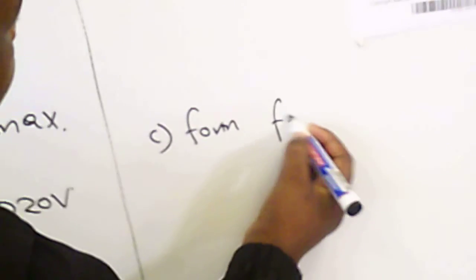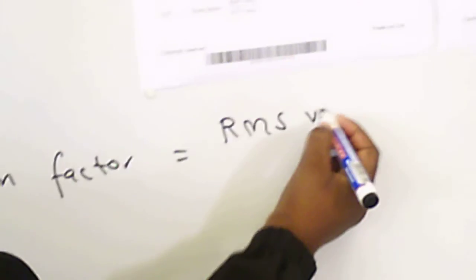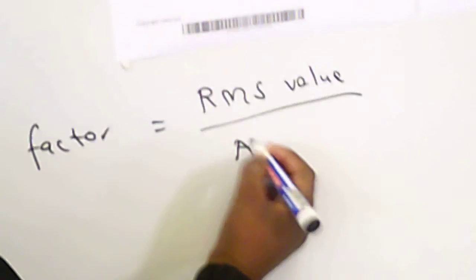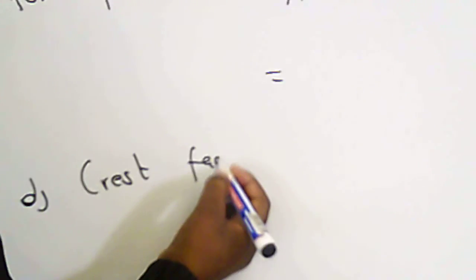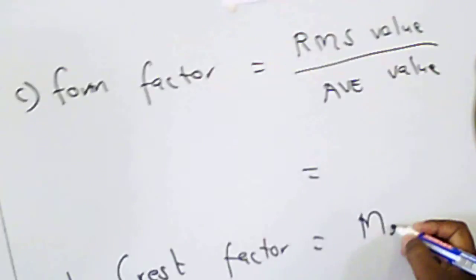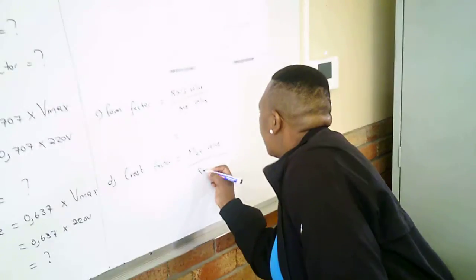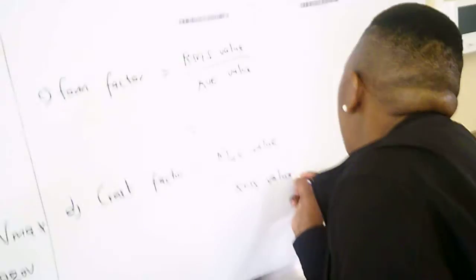With the form factor, then we apply the formula there. It's your number C. The form factor from our formula sheet is equal to the RMS value divided by the average value. So you calculate them. The answers that you find here are the ones that you will substitute there and you get your answer. But with the crest factor, also from the formula sheet, they say it is the maximum value, then you divide that by the RMS. Then you will get your answer.